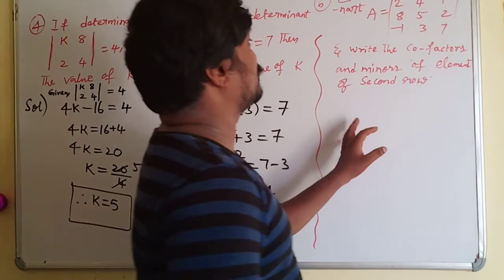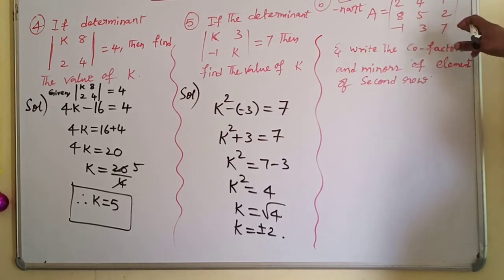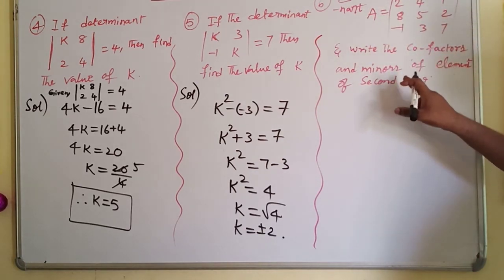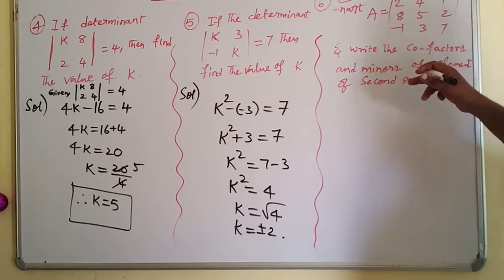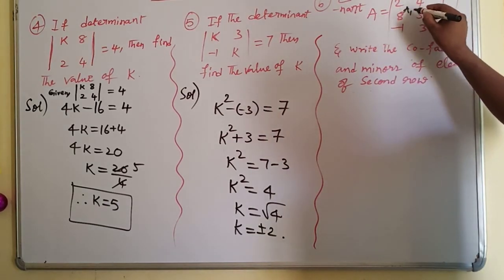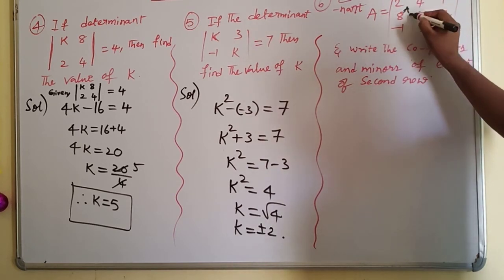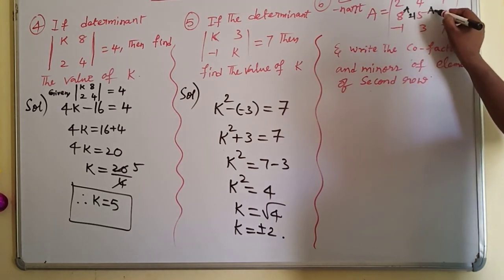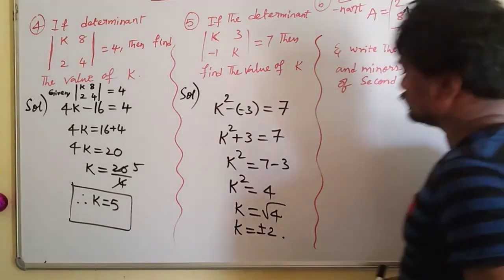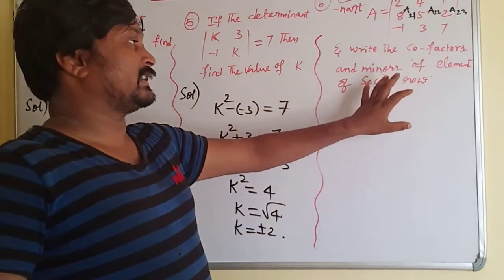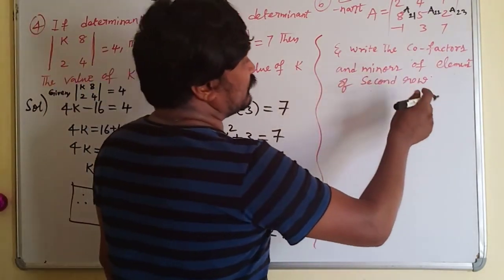And let's move on to the sixth problem. So A is given like this. It is a 3 by 3 matrix, and here we have to find the determinant and write the cofactors and minors of the elements of the second row also. So we need to find this second row. Second row means A21, second row first column, A22, A23. So these we have to find out. First I'll find these cofactors and minors, then I'll go for evaluating the determinant.